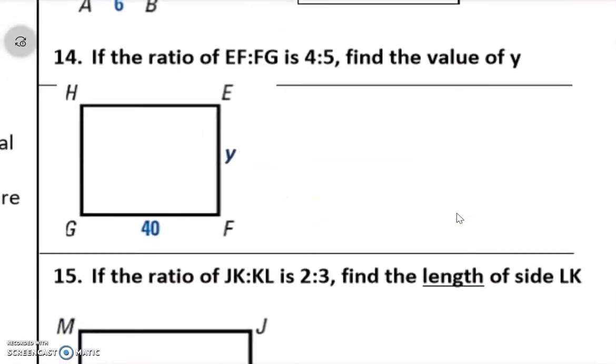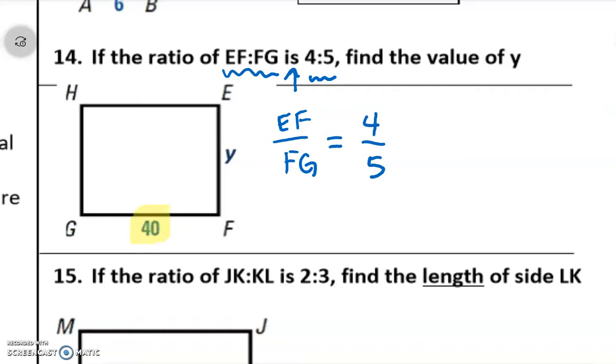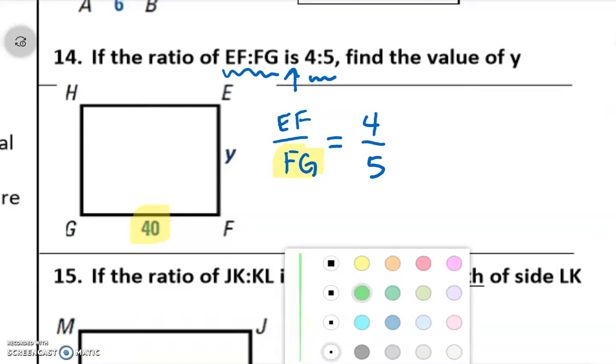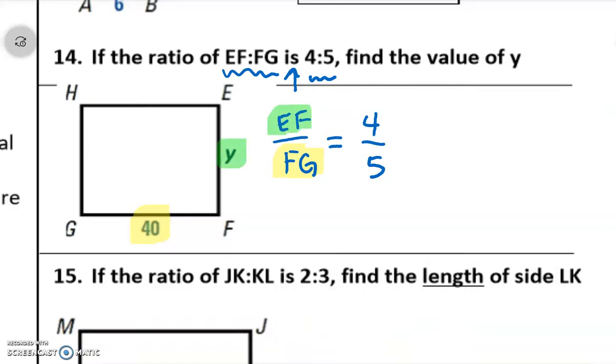Let's take a look at 14 here. 14 says, if the ratio of EF to FG is 4 to 5, find the value of y. So I'm going to write EF over FG equals, in math, 4 over 5. Well, we can clearly see that GF here is 40, or FG, same thing, so I'm going to plug that in there. And then EF is what we're solving for. That's y, so I'm going to plug y in for EF there. So I'm going to say y over 40 is equal to 4 over 5.